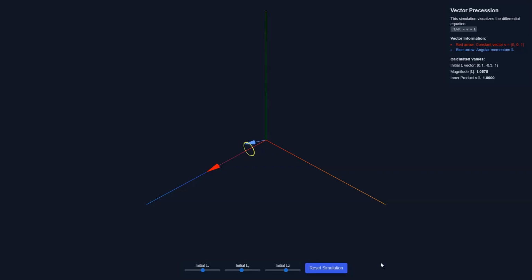Second, the math proves that two crucial things stay constant over time. We've got the overall size of the spin, like we just said, but also the inner product of v and L. And what this really means physically is that the angle between that external field and the spin vector never changes. Not at all.